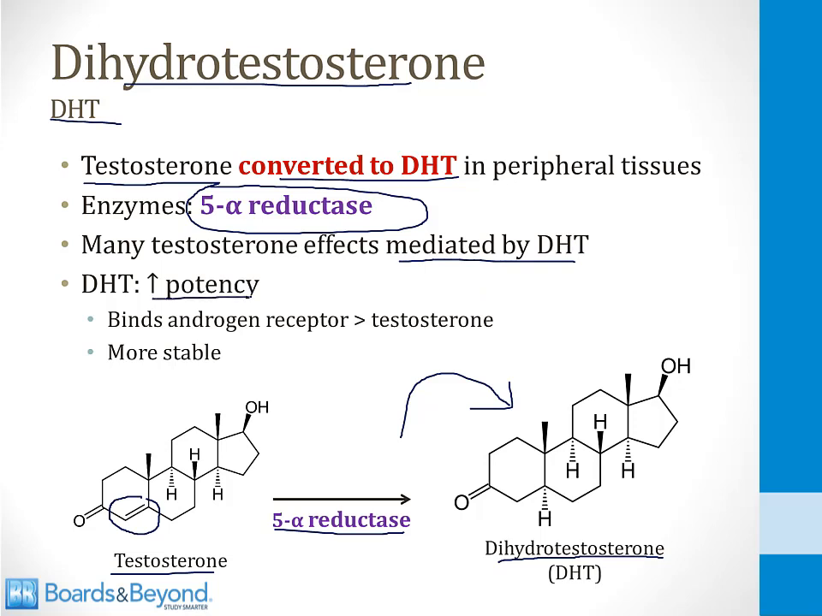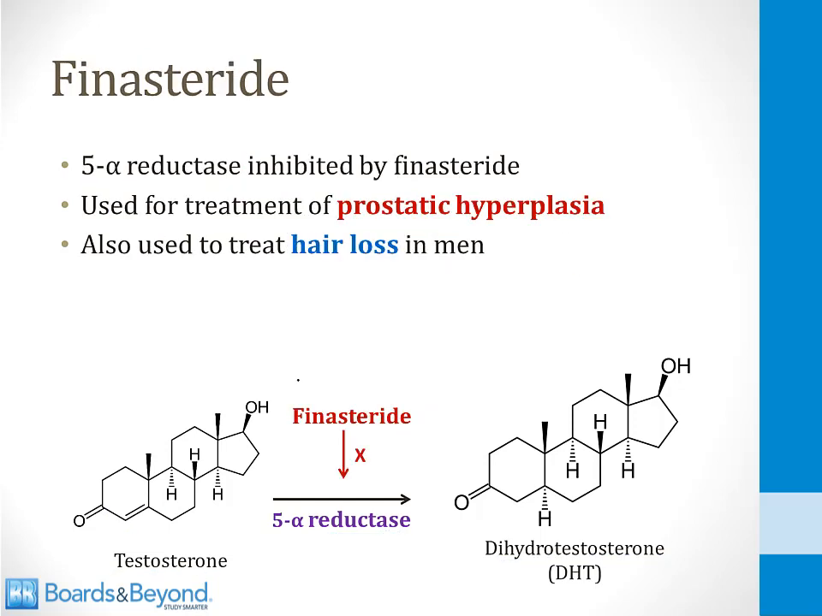DHT has a higher potency for androgen receptors than testosterone. It binds the androgen receptor more strongly than testosterone. It also forms a more stable structure than testosterone. There is a drug called finasteride which inhibits the enzyme 5-alpha reductase.